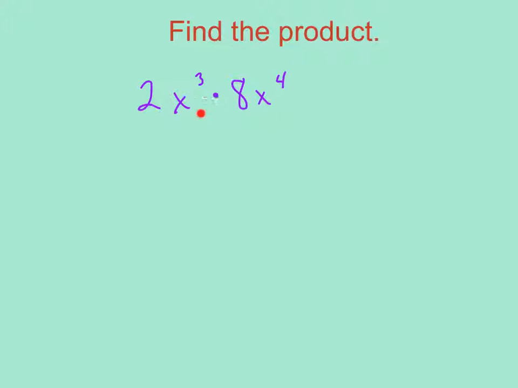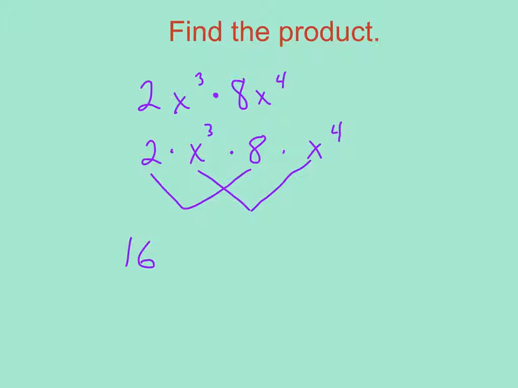So when I have a problem a little more complicated, like this, I know that the commutative property tells me I can multiply in any order. So if I break apart this to look like this, I can say I'm going to multiply 2 times 8, which is going to give me 16, and then x to the third power times x to the fourth power, we just did problems like that, that's going to give me x to the seventh power. So I get 16 x to the seventh power as my final answer.